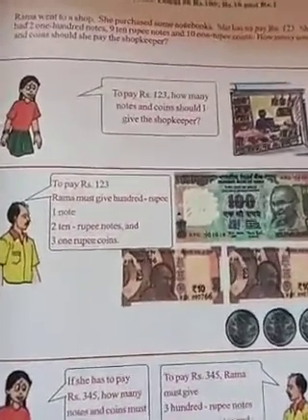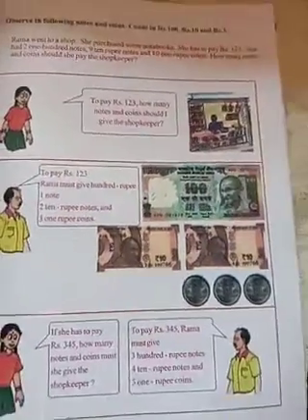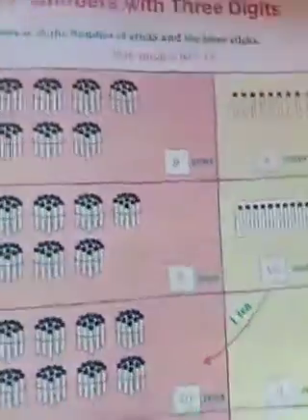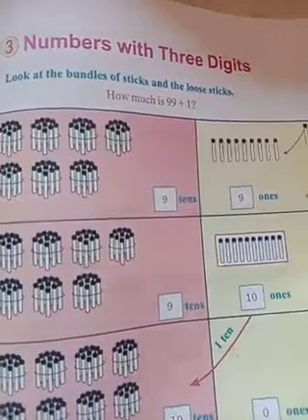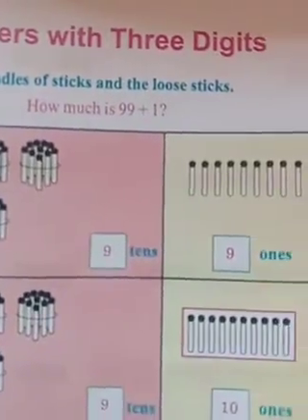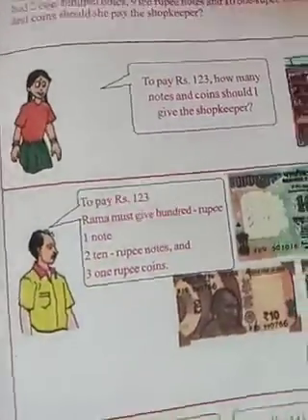Hello children, now second class mathematics, page number 31. What is our chapter? Third chapter. Numbers with 3 digits.